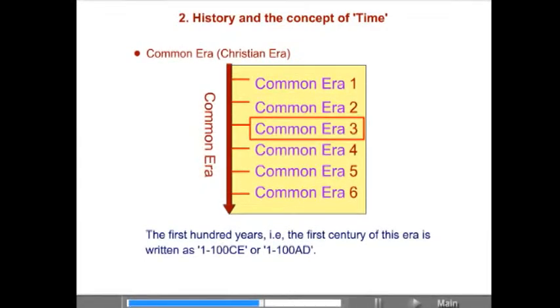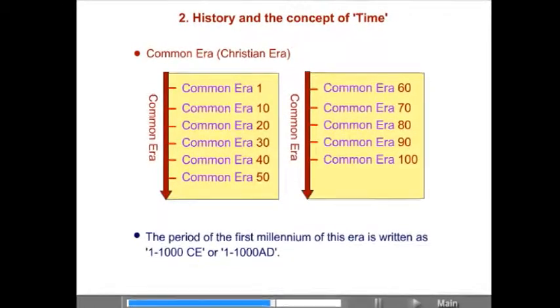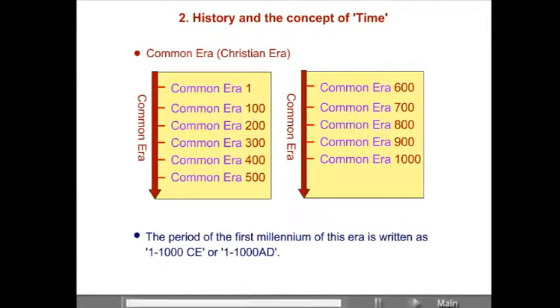The first 100 years, that is the first century of this era, is written as 1 to 100 CE or 1 to 100 AD. The period of the first millennium of this era is written as 1 to 1000 CE or 1 to 1000 AD.